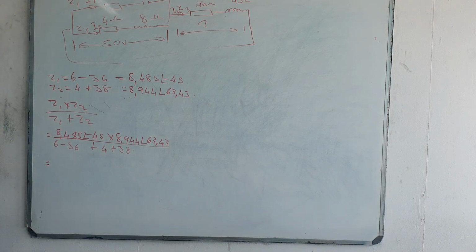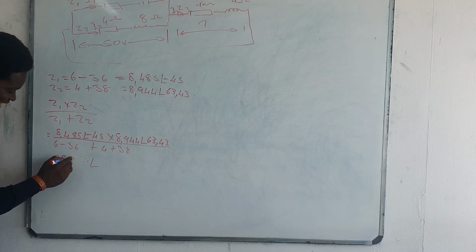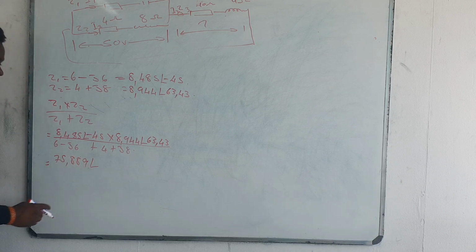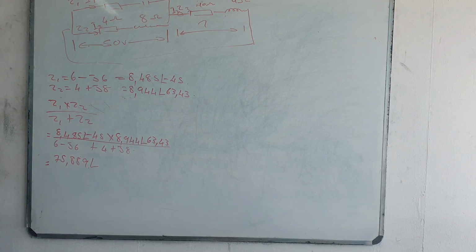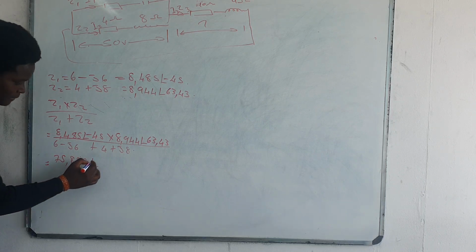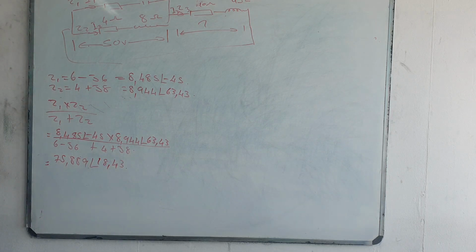8,485 multiplied by 8,944. What do you get your answer as? 75,889. 75,889, right? And the angle is going to be 45 minus 63. What do you get your answer as? 18,43. Now, this is our top part.